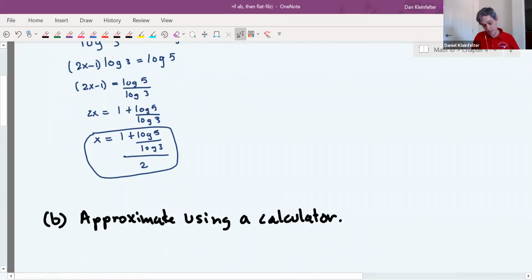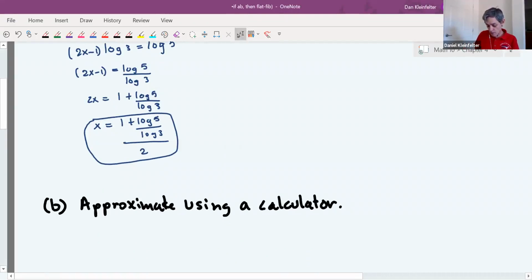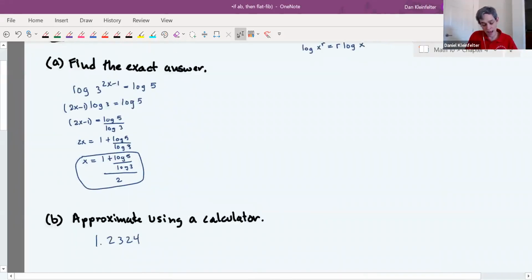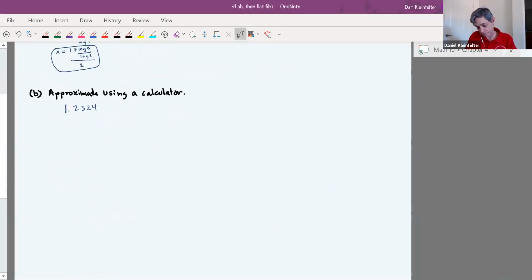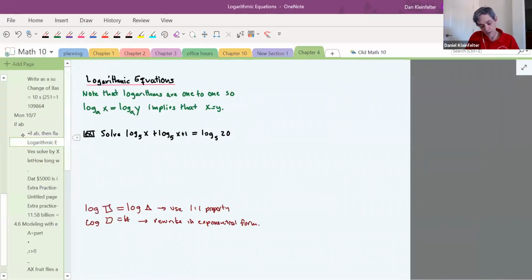Let's go ahead and approximate this using a calculator. So let me do 1 plus log 5 divided by log 3, and then we'll divide that by 2. I get about 1.2324. If you wish, you can substitute that back into the original equation and check and see if you like what you got. All right, so that has been a couple of exponential equations. We'll come back and do more here in a little bit. I wanted to do first some logarithm equations.